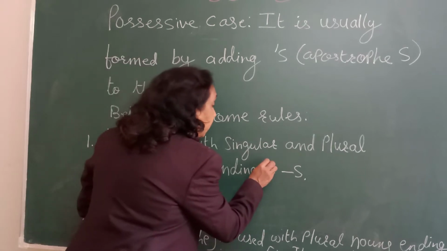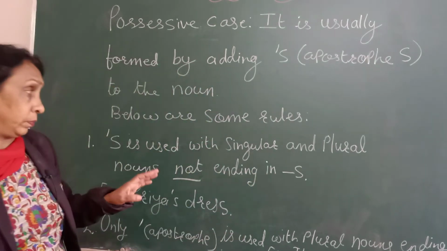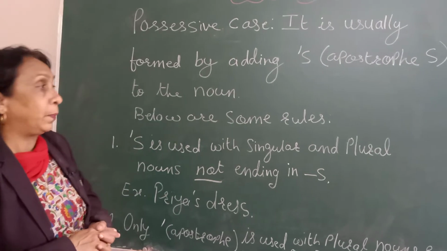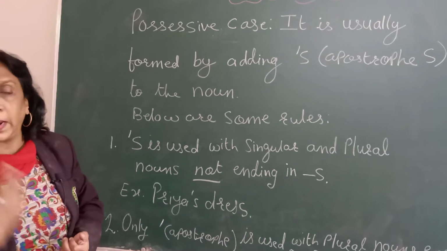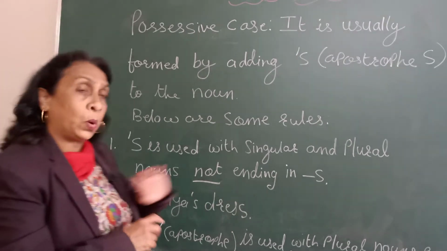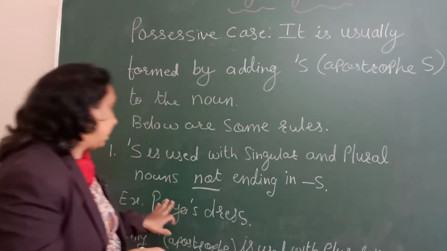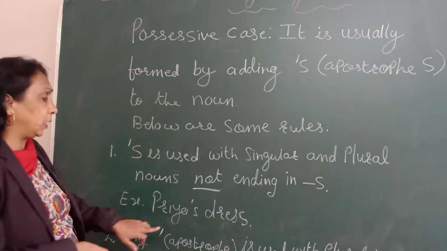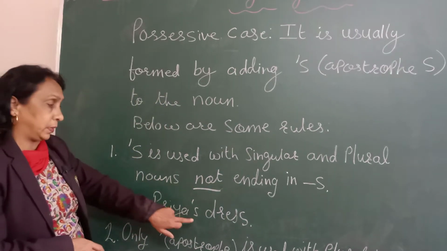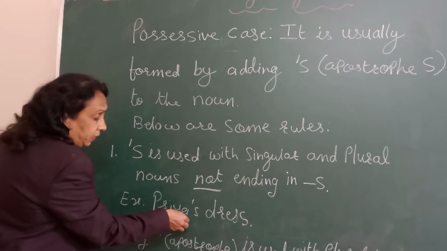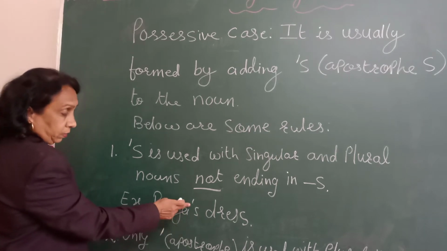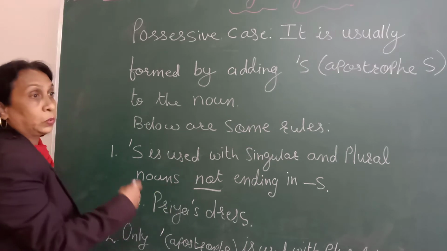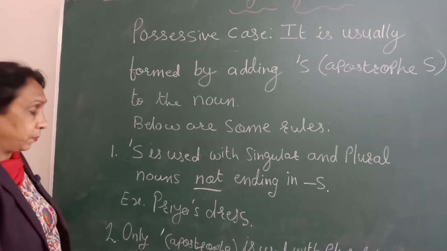They don't end in s. It might be singular or plural. Singular means one and plural means more than one. It might be any number. So for nouns that do not end in s, we add apostrophe s after the word. Now see here, Priya's dress. The word is ending with a, so we have put an apostrophe and then written s. Priya's dress. Like that you can add your own examples also.